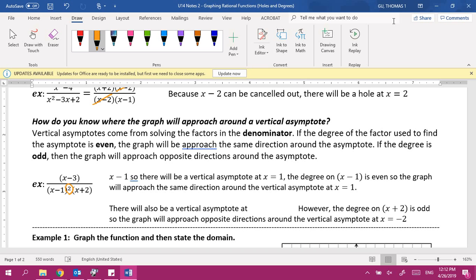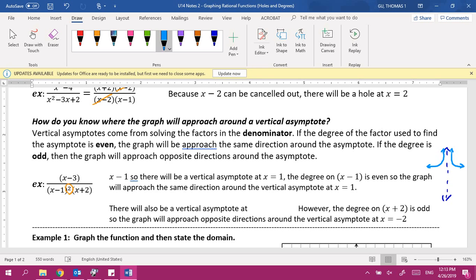Even. Because that is even, that means around my vertical asymptote at x equals 1, the graph is going to approach the same direction. So if my asymptote looked like this, right? That's x equals 1, right? And one of my curves looks like this. It's going up. You see how it's approaching upwards to infinity? Then on the other side of the asymptote, it should also be approaching up. It's approaching the same direction around the asymptote. Both of those curves are approaching upwards. Or both will be approaching downwards. And that is because the degree is even right here.